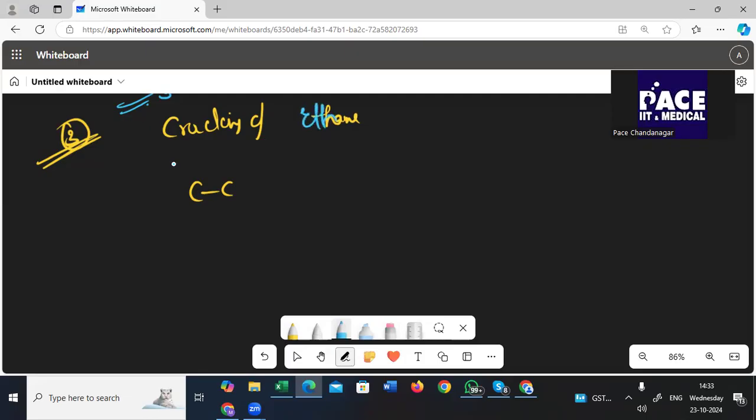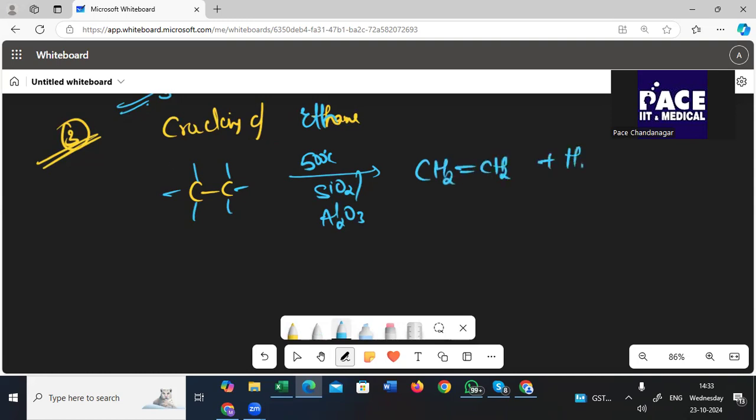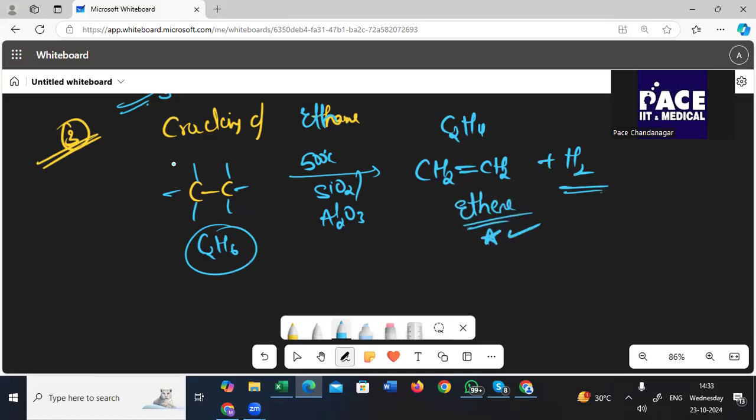Yeah. So this will be your ethane molecule at 500 degrees Celsius and silicon dioxides or aluminum oxides. That will give you CH2 double bond CH2 plus H2. Like we have 2 carbons and 6 hydrogens here. Then hydrogen gets released out and then it is only 2 carbons and 4 hydrogens that has to be left out with. Thereby you are gaining this CH2 double bond CH2 plus H2. This is what you get. This is ethene molecule getting released out of here, right?